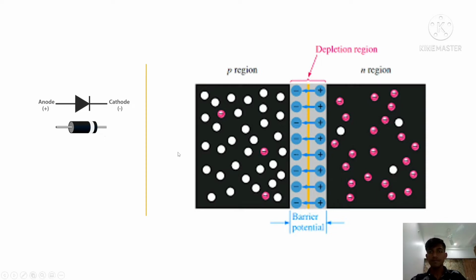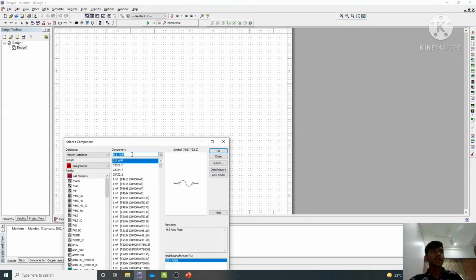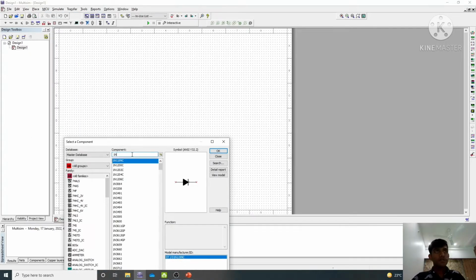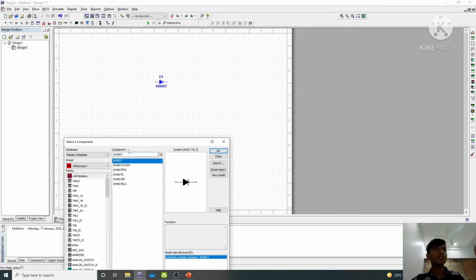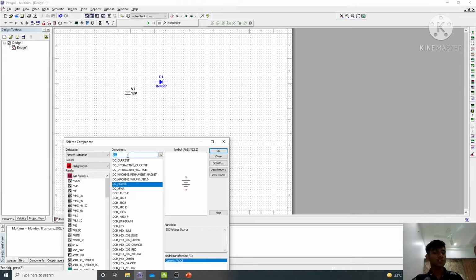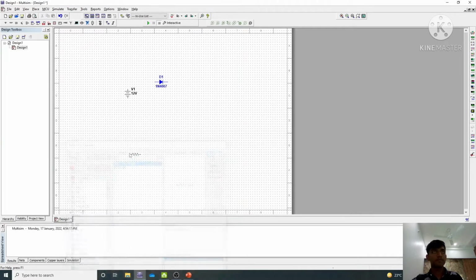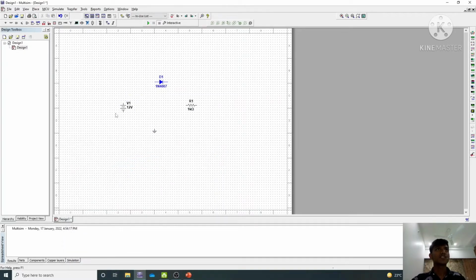So now we will see some circuits in Multisim. Let's open Multisim. We will use a silicon diode. Its code name is 1N4007. So this is a silicon diode. Also, we will take a DC battery and a resistor. Any circuit needs a ground to complete, so we will take a ground. So let's connect the circuit.